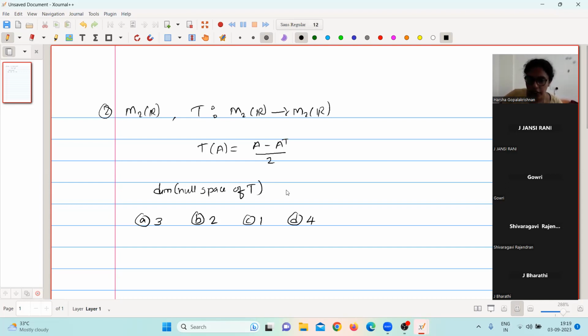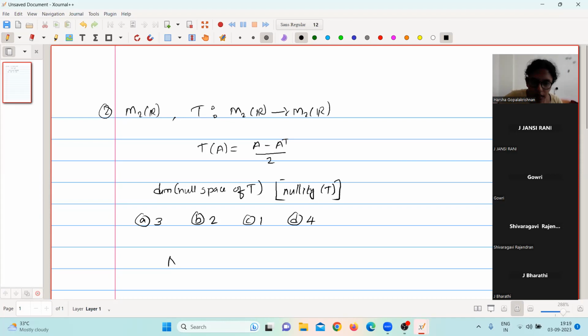Okay. So before going to the question, we have already defined what is the null space and the dimension of null space. And for the dimension of null space, we have one more name, nullity, right? Nullity of T. So what is the null space? Do you remember what is the null space? The set of all elements which maps to 0. Yeah, set of all elements from M2 of R which maps to 0.